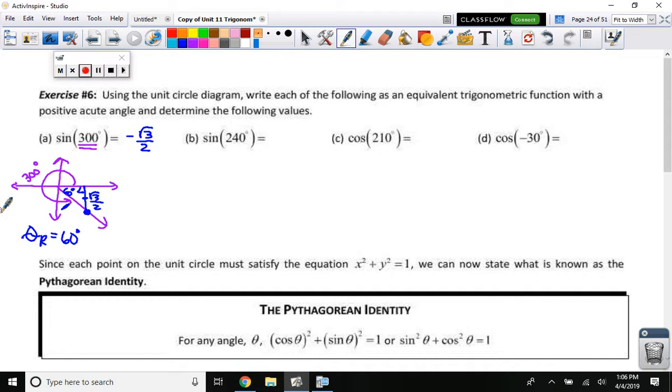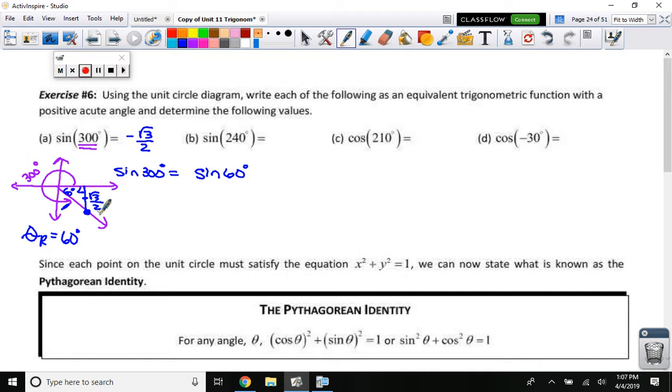Now, it also says, using the unit circle, write each of the following as an equivalent trig function with a positive acute angle and determine the following values. We found the value. What do they mean by write this sine of 300 as an equivalent trig function? What they mean is, in your head, you didn't do the sine of 300, you did the sine of 60, right? That's what it's really all based off of. It's that reference angle that matters once you're out of quadrant 1. So the sine of 300 and the sine of 60 get me this radical 3 over 2. It gets me that value.